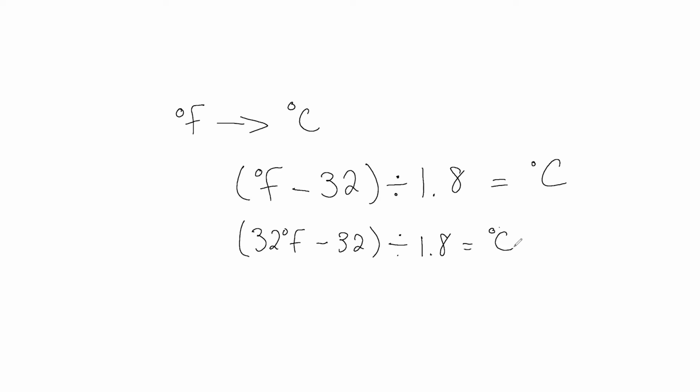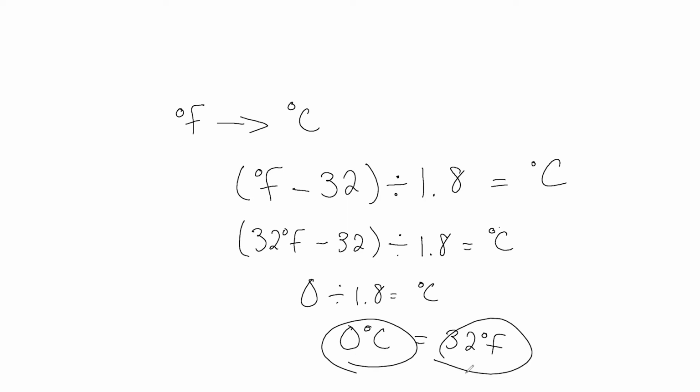So 32 minus 32 is, yep, you're right, it's 0. So we have 0 divided by 1.8 equals degrees Celsius. For this example, 0 divided by anything is 0. All right, so we have 0 degrees Celsius, which is equal to 32 degrees Fahrenheit. This is what we ended with, and this is what we started with. That's how we know they're equal.